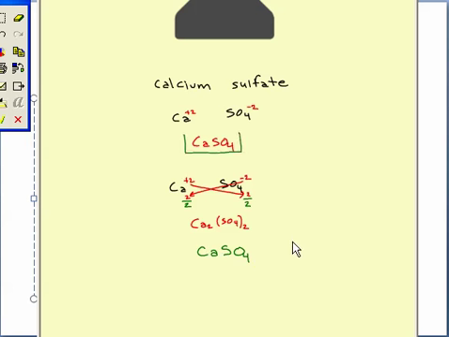Regardless of the method you went around it, by the end you'll have the same formula, calcium sulfate. One polyatomic ion in a formula does not require parentheses, and if you put parentheses around it, it will be considered wrong. So you only need parentheses if you have more than one polyatomic ion in a formula.